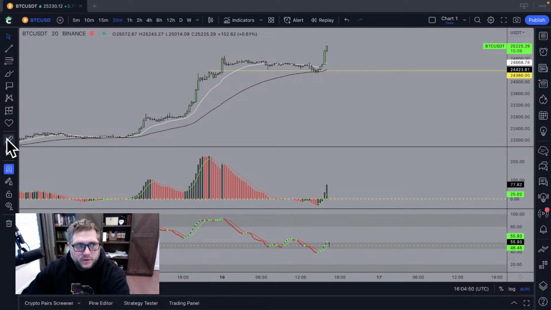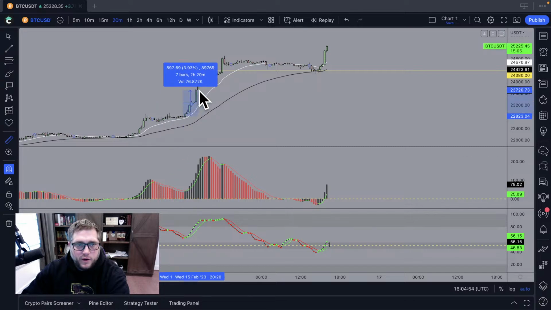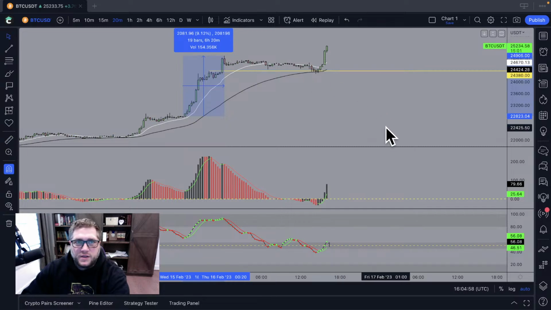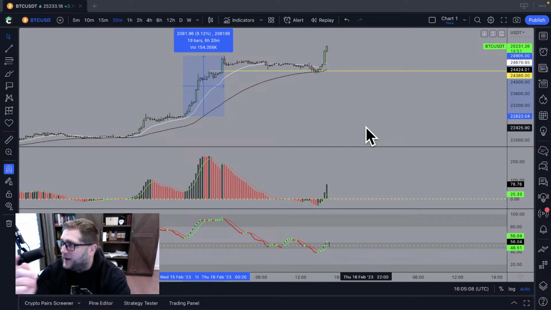Look what happens right here. This candlestick right here is a good entry, and you could have maxed it out at 9.12% on a 20-minute chart. So it jumped up 9% in, what is that, 6 hours, just by using our custom indicators. And you get those indicators if you are members of our Discord.